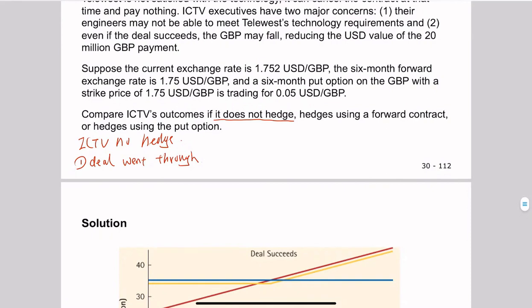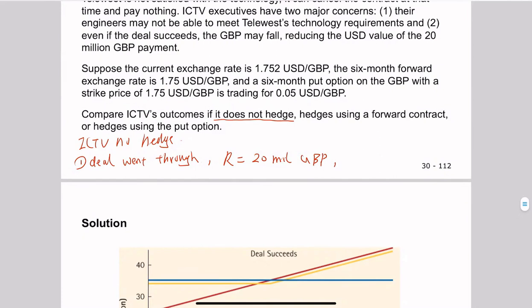So if the deal is successful, then you can see that basically the firm ICTV will get 20 million British pound of payment, right? Or you could say the firm ICTV's revenue would be 20 million British pound. And then the firm will need to exchange this 20 million GBP into USD, right?